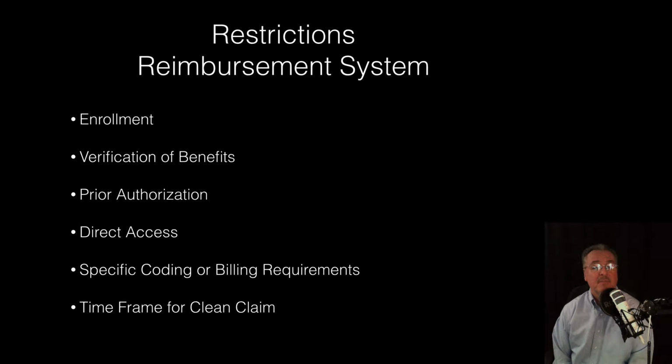Let's talk a little bit about some of the restrictions on the reimbursement system. The first one is enrollment. And many third-party payers require that before they will reimburse you for services provided, that you have to be enrolled and have provider numbers. Medicare does this, Blue Cross does this, almost all the HMOs do it. And the enrollment process can be quite cumbersome.